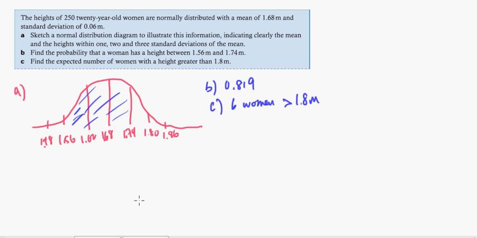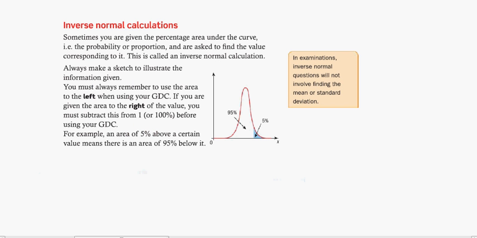It's pretty straightforward. Now, the last thing we need to do here is what's called the inverse normal, where they actually want you to find the numbers after they give you the probabilities and stuff. Okay, so we'll do that right now. Okay, so for inverse normal calculations, sometimes you're given the percentage area under the curve, i.e. the probability or proportion, and asked to find the value corresponding to it. This is called an inverse normal.